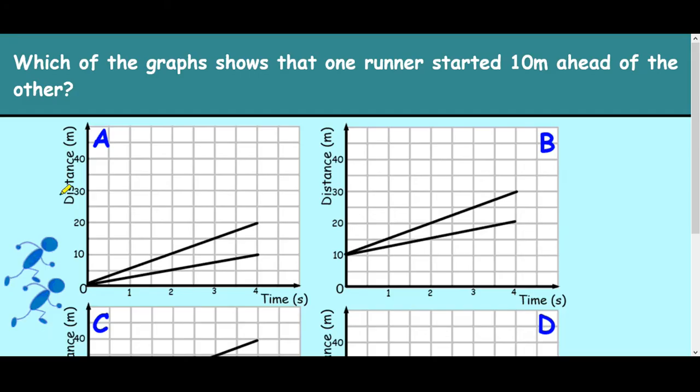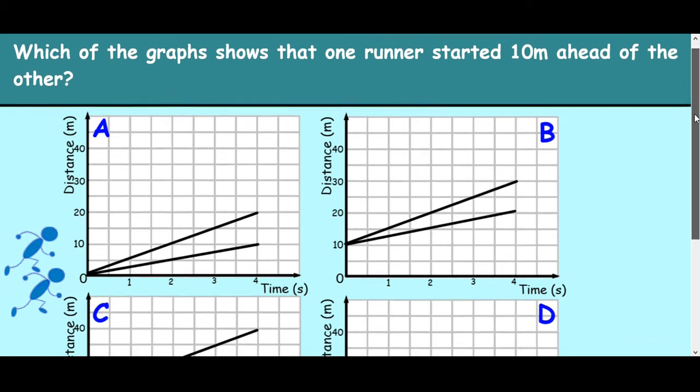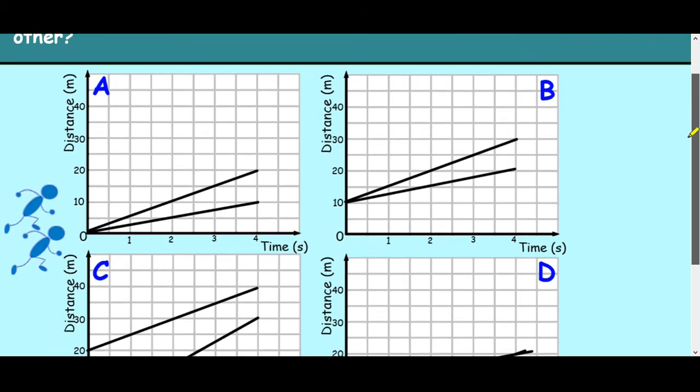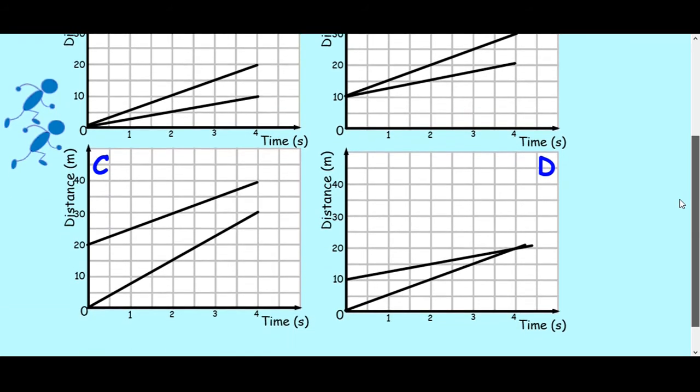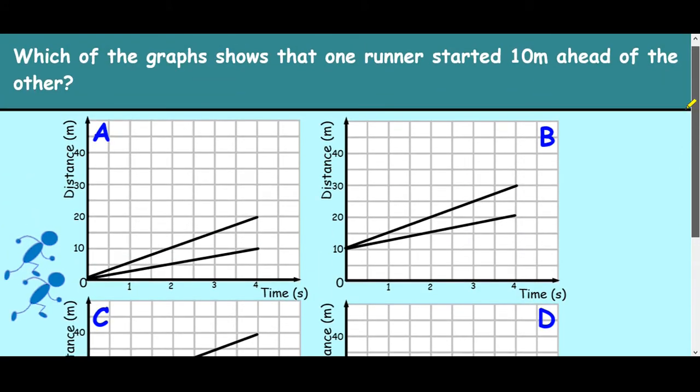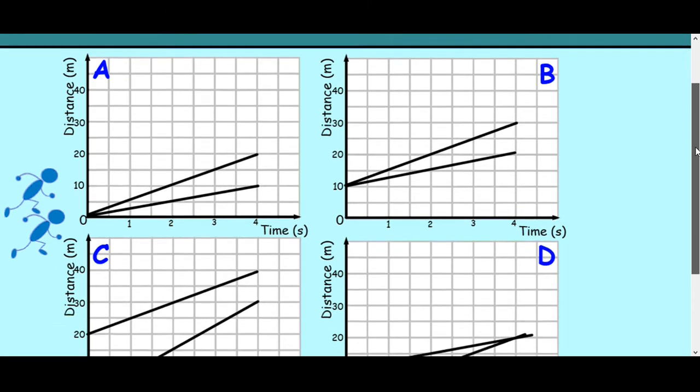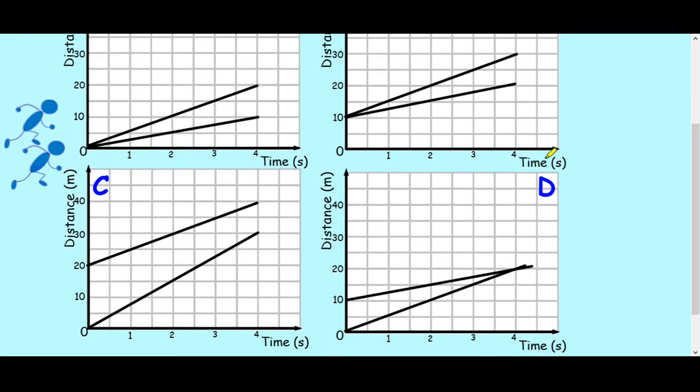Okay, let's look at some questions to make you think before we go into some more detailed questions. Which of the graphs show that one runner started 10 metres ahead of the other? Your options are A or B, have a wee look, or C or D. So the question again, which of the graphs show that one runner started 10 metres ahead of the other one? Hopefully you answered D. You can see this person started 10 metres ahead of the other person.